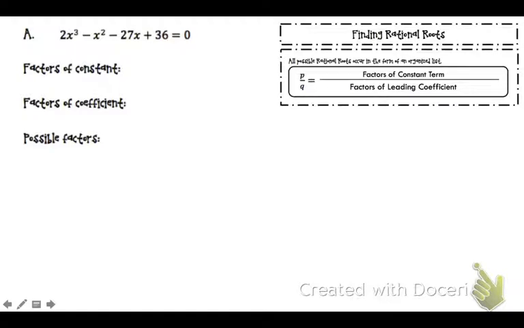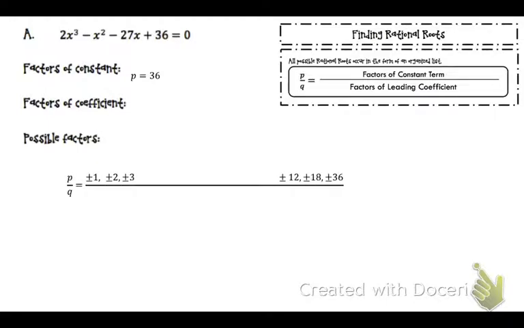Let's look at A. So first we have to find factors of the constant. So P is 36. If P is 36, the factors of that are plus or minus 1 and plus or minus 36, because 1 and 36 go into 36. And it has to be the positive and the negative of each of those, because negative 1 is also a factor of 36. Negative 36 is also a factor of 36. Okay, so you always have to do the positive and the negative. Then we have 2 and 18, 3 and 12, 4 and 9, and then 6. So those are all the factors of P, where P was 36.